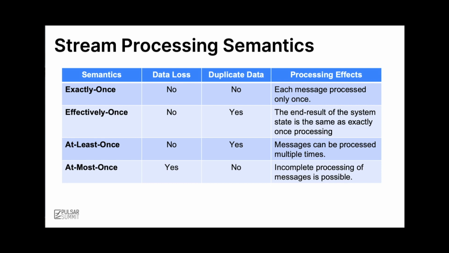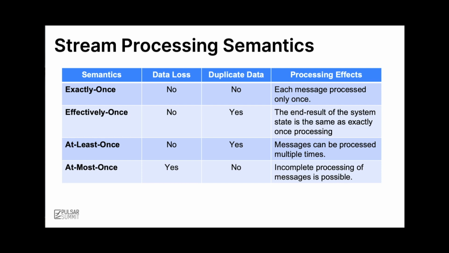Now, at least once is where, again, you cannot tolerate data loss, but you can tolerate processing the data more than once. And this is okay. These are things where you can just sort of handle these situations. You're okay with duplicate data, but you cannot lose data. And you'll deal with the duplicates later on, downstream in the applications.